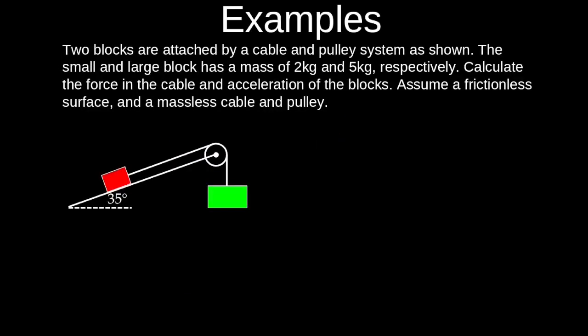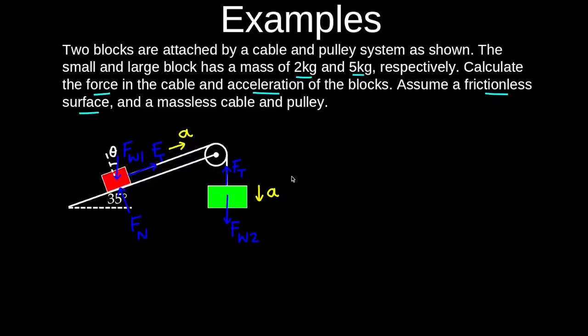Two blocks are attached by a cable and pulley system, and we're given the mass of both blocks, and we're asked to calculate the force in the cable and the acceleration of the blocks, and make the following assumptions. So drawing a free body diagram for the blocks, and we expect the heavier block to accelerate downwards. So therefore this block will accelerate up the plane.